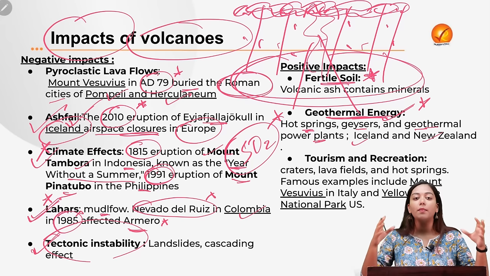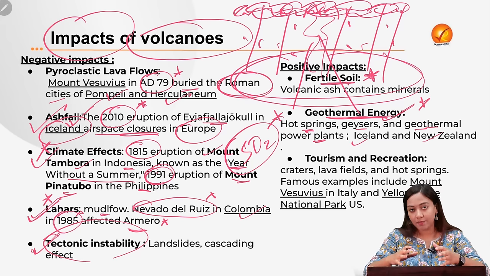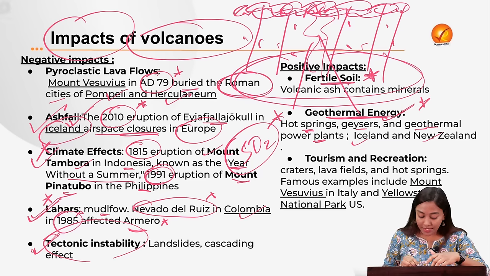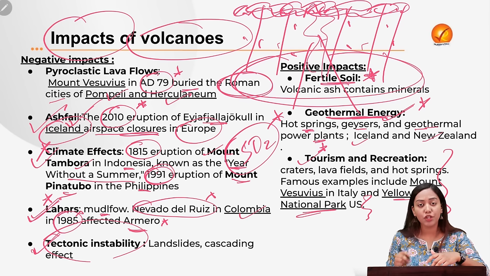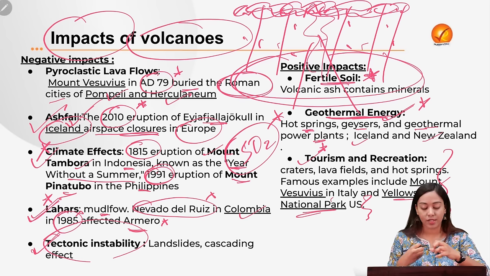Of course, they form extremely scenic, beautiful landscapes. We have got Mount Etna, Mount Stromboli, we've got Mount Vesuvius. So all of them also attract tourists. So it also aids the economy of that place. For example, the Yellowstone National Park in the USA having very, very high geothermal potential, and Mount Vesuvius in Italy, some of the examples where they also attract tourists.